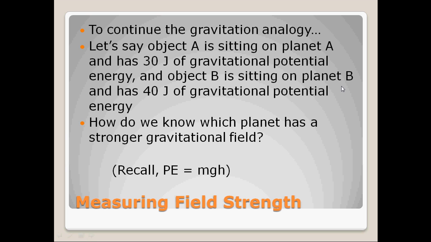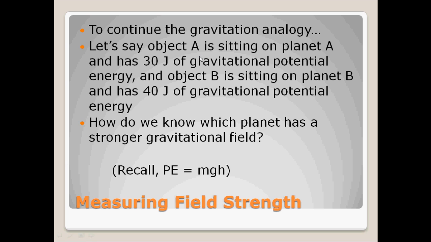Now, you might be tempted to say that planet B has a stronger gravitational field because there's more potential energy there. But that's not quite right, because if you recall, potential energy doesn't just depend on the strength of the gravitation on that planet measured by g. It also is going to depend on the mass of the object, not to mention its position. So the fact that object B has more gravitational potential energy could be due to a stronger gravitational field, or it could just be that object B is more massive than object A.